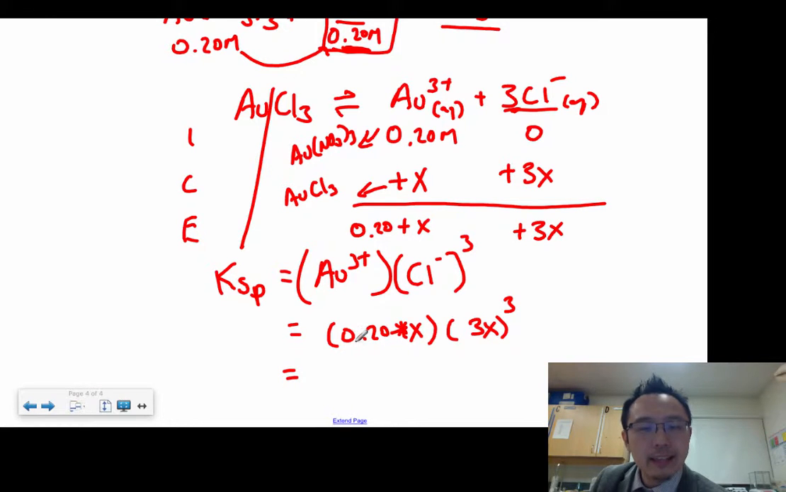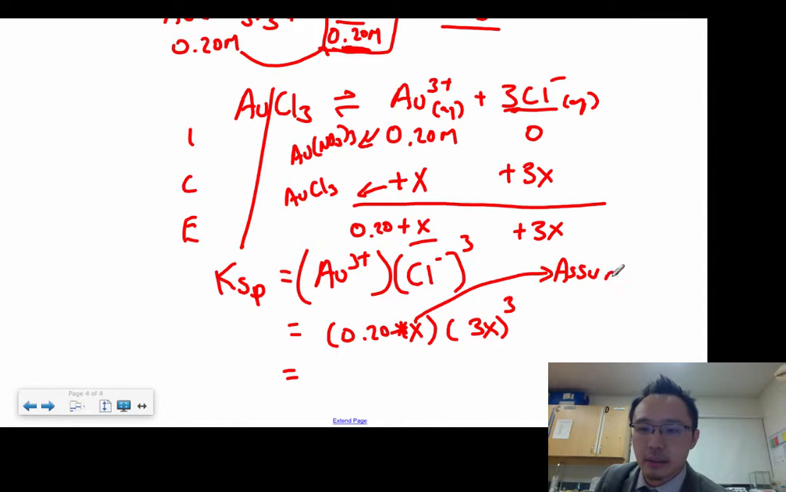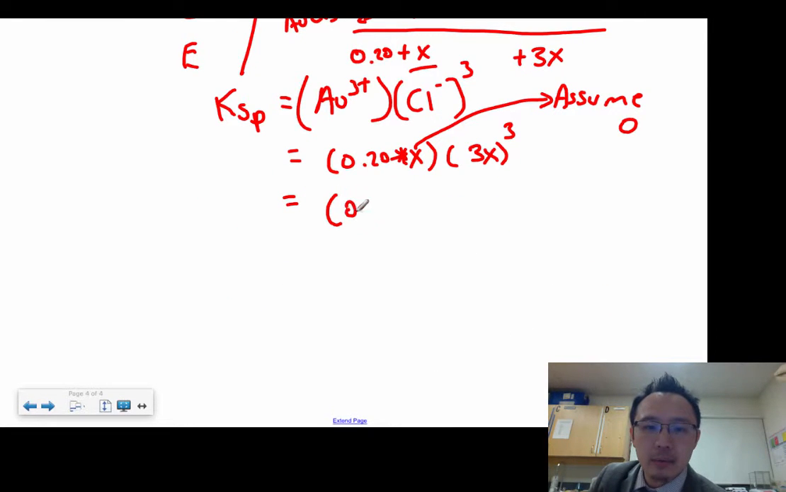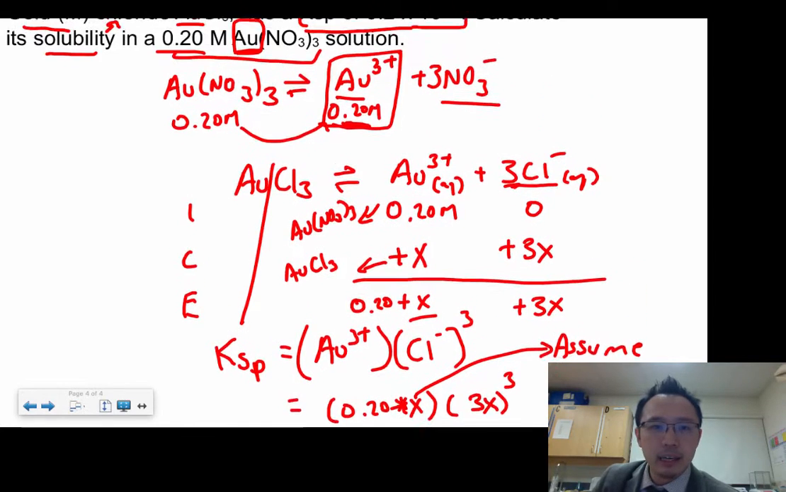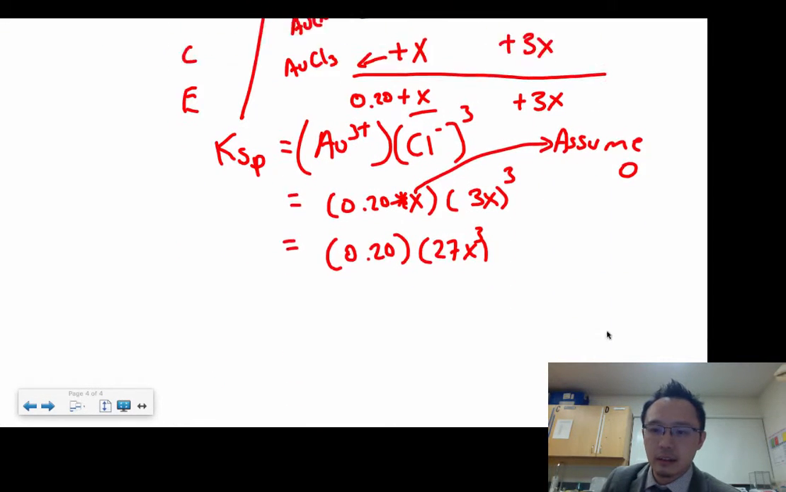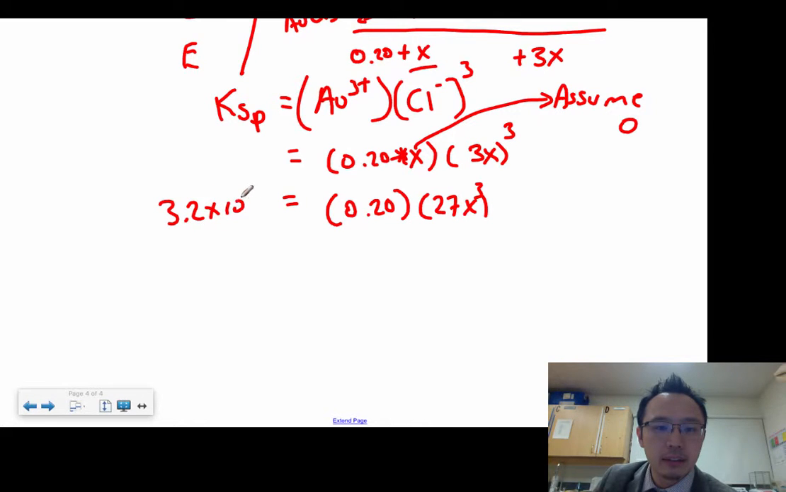Remember, in common ion problems, we're actually going to ignore this x. We're going to assume that this x is 0 because it's not going to play that much of a role. So this becomes 0.2. We can't assume this x to be 0 because this x is actually the chloride ion. So if we multiply 3 times 3 cubed, this is going to be 27x cubed. How are we going to solve for this one? We're going to plug in my KSP. KSP has a number of 3.2 times 10 to the negative 25.